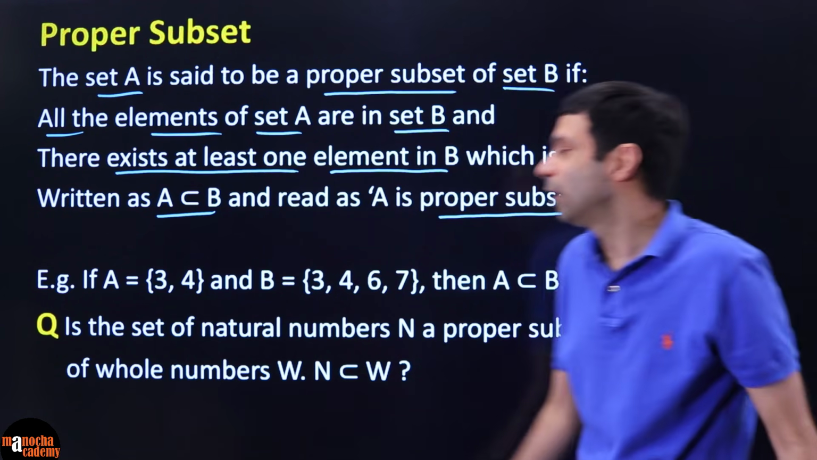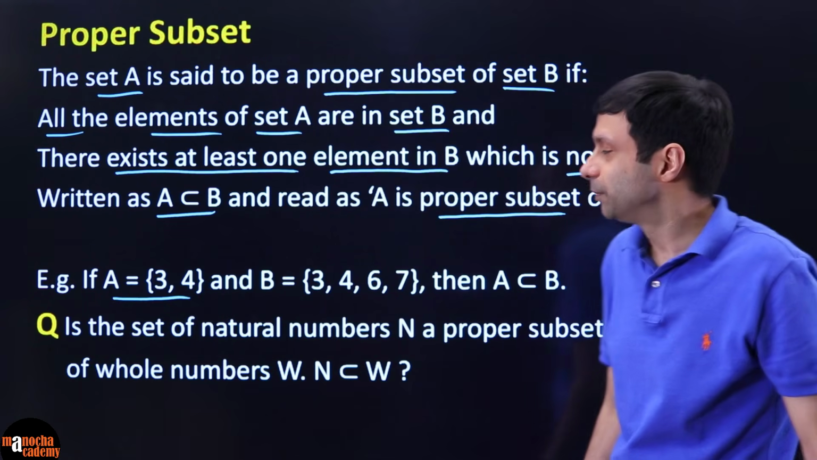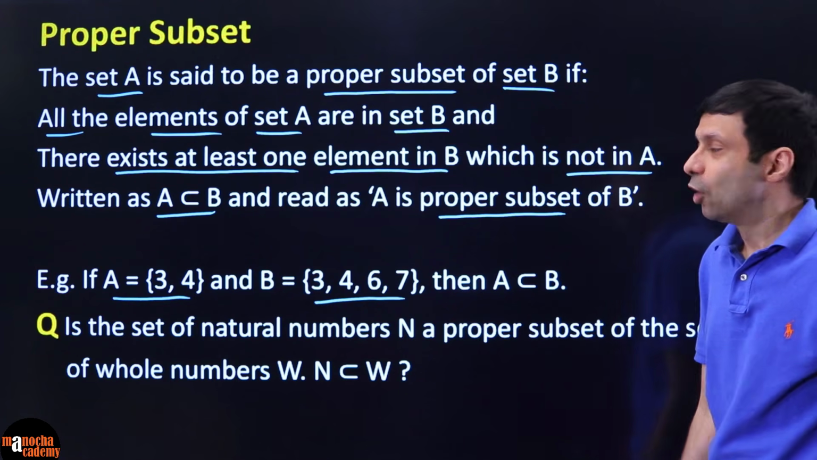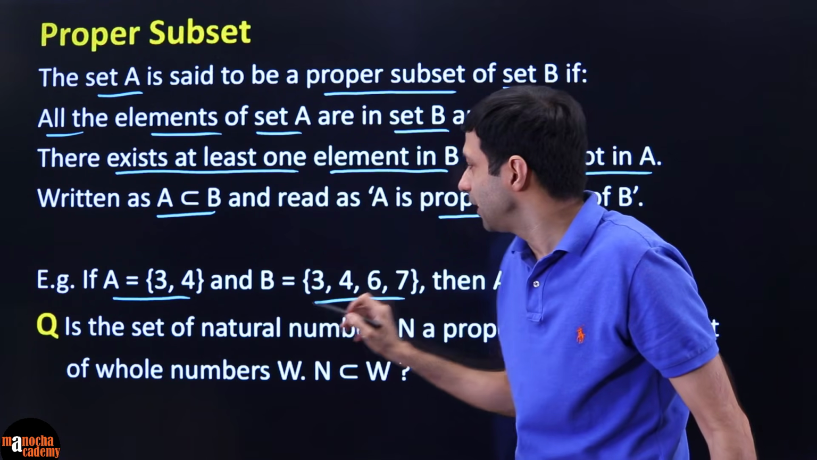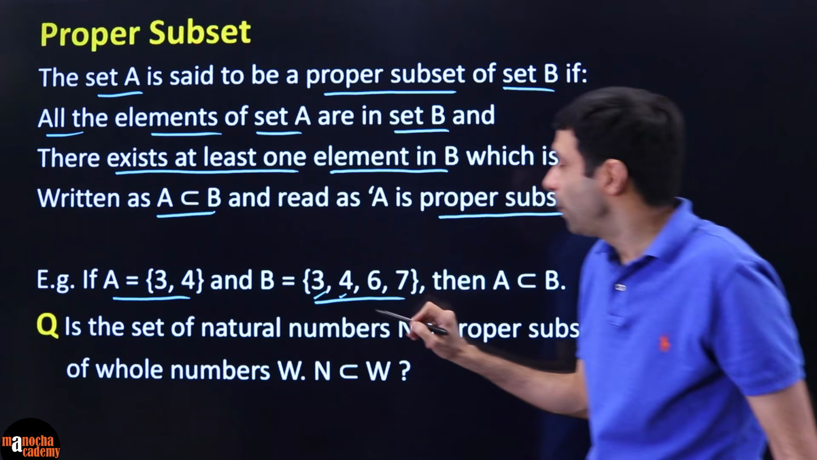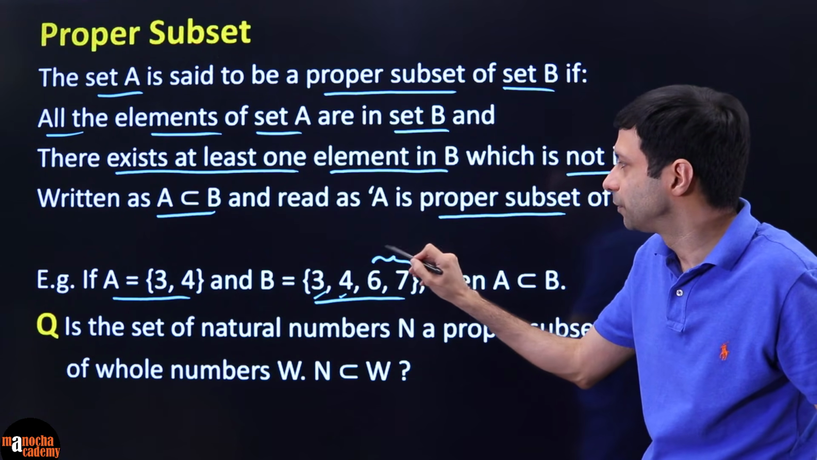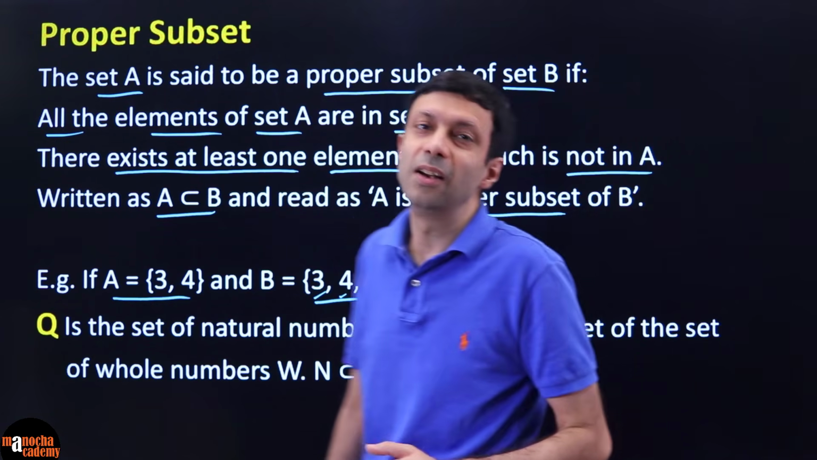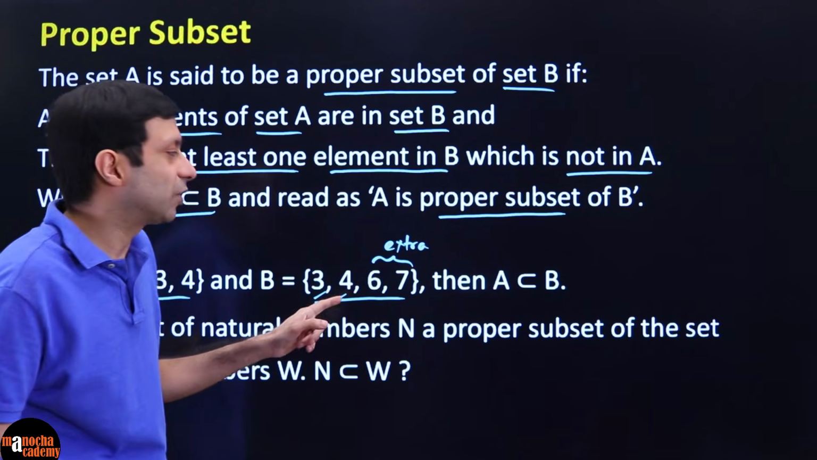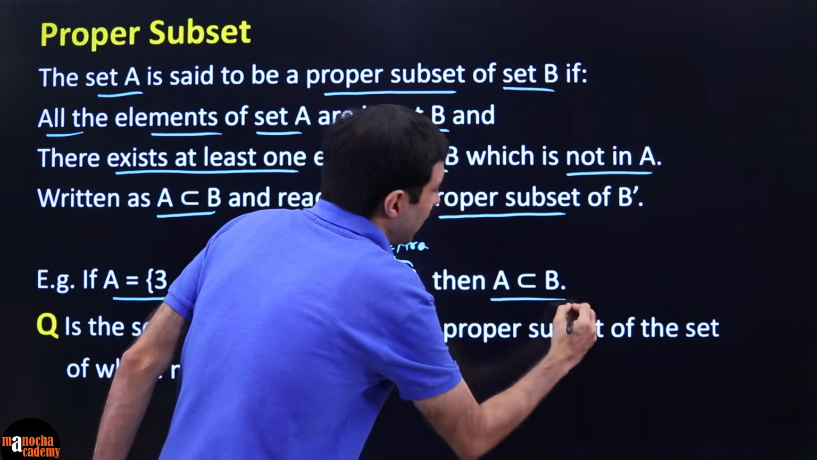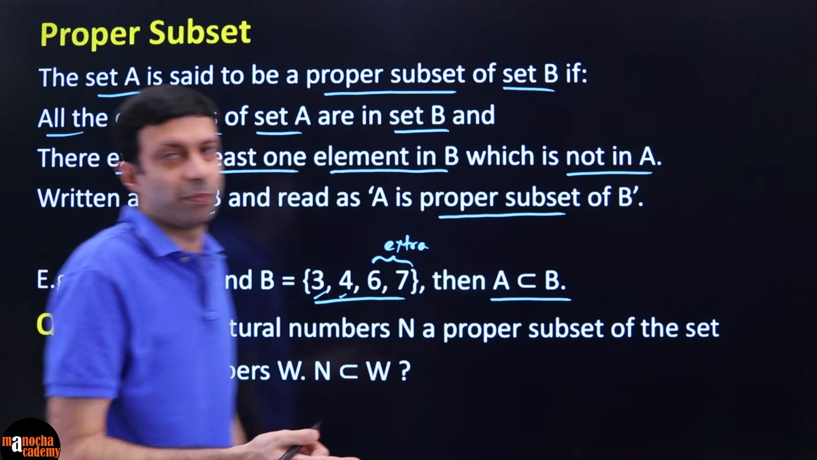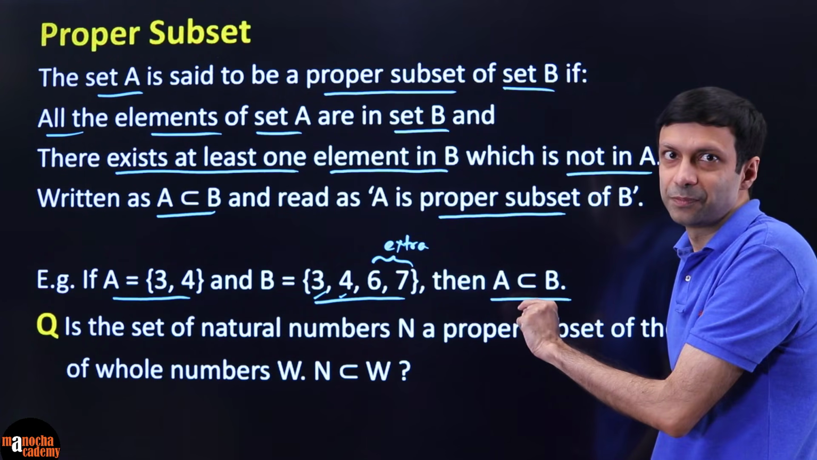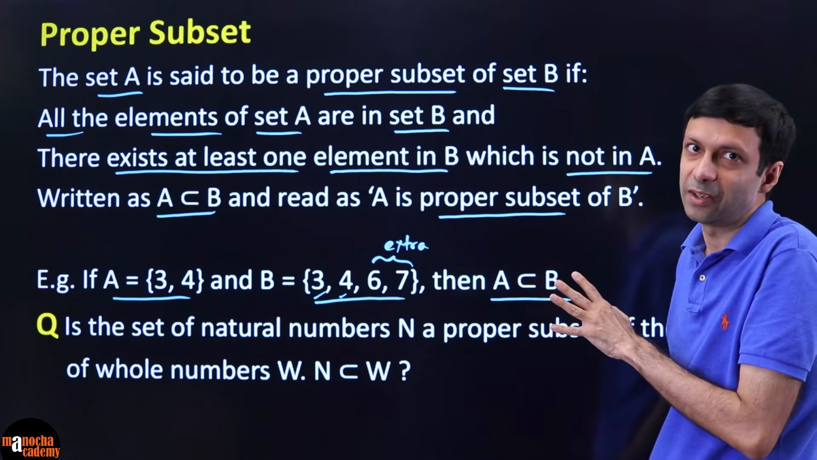So let's take an example. If A contains the elements 3 and 4, and B has 3, 4, 6, 7. So clearly B is having everything that A contains, 3 and 4, plus it has something extra, 6 and 7. Even if there is just one more element extra, then we say that A is a proper subset of B. Clear? So now note that you will not put that line symbol, because clearly B has something extra in it.